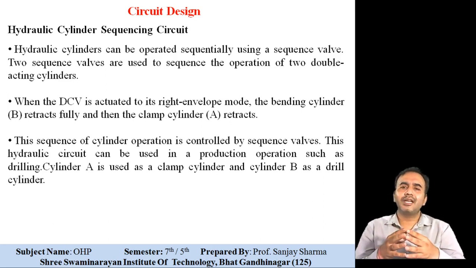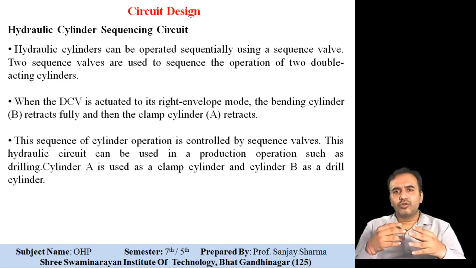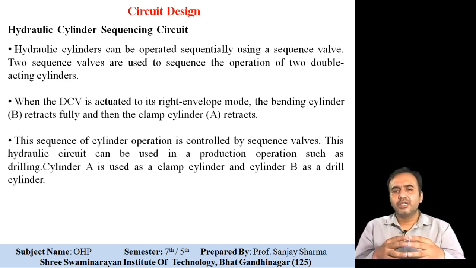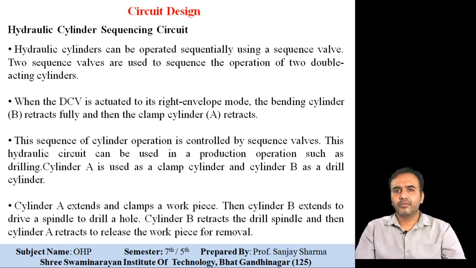The important thing is that we require sequence valves because we need to maintain 2 sequences, extracting as well as retracting. So 2 sequence valves are used, valve 1 and valve 2. This is how the sequencing takes place.